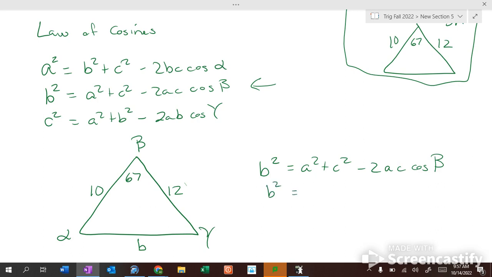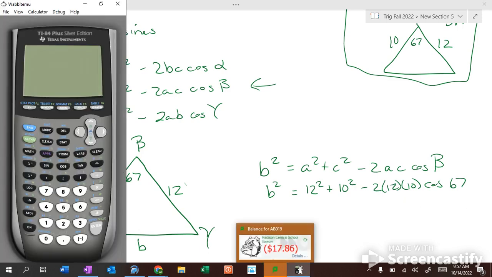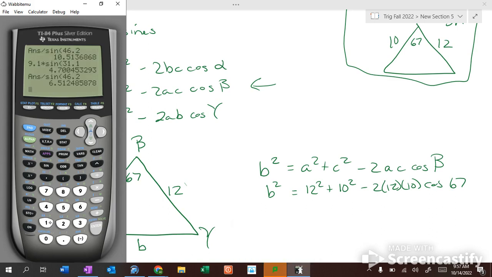So B squared equals A squared, what's A? 12 squared plus 10 squared minus 2 times 12 times 10 cosine of 67 degrees. You can type this straight into your calculator that way. So I'd go 12 squared plus 10 squared minus 2 times 12 times 10 cosine of 67 degrees. And I hit enter.